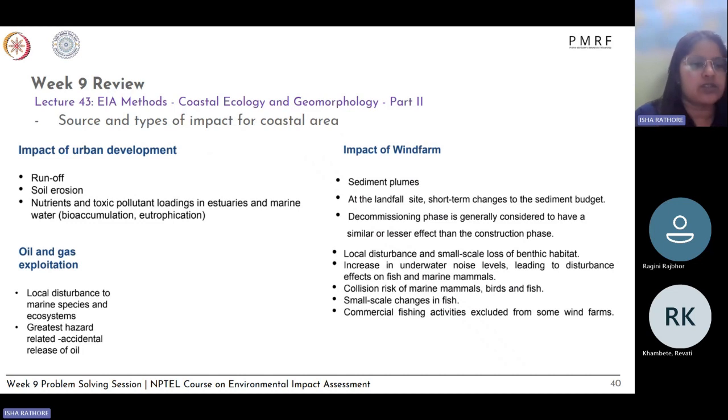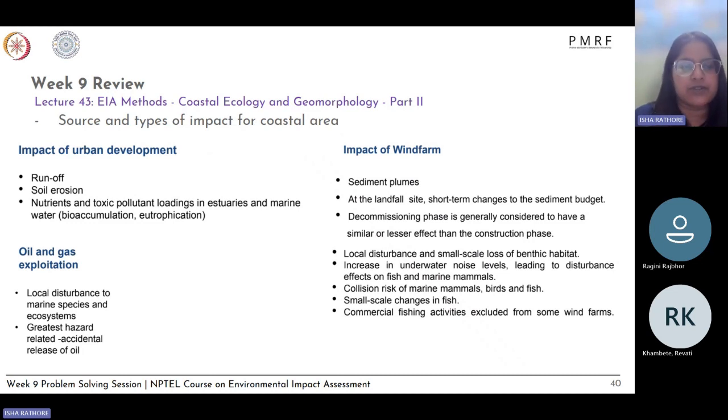There's a hazard risk always associated with an oil and gas exploitation kind of plant, that it can lead to oil spills, accidental oil spills, of course. Then, if you have a wind farm, it can lead to sediment plumes. It can cause changes to the noise levels. It can increase those noise levels and things like that. So different kinds of projects can have different impacts, of course, on the coastal area.